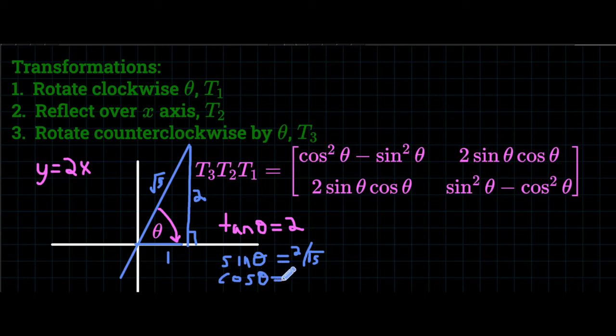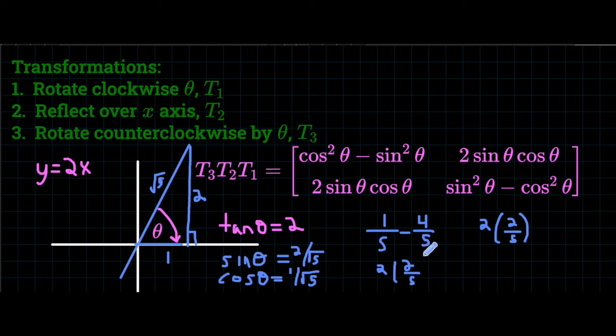And from there, we can simplify each one of these trigonometric expressions. Instead of having thetas, we can plug in what they're equivalent to. So this would be 1/5 minus 4/5. It would be 2 times the product of sine and cosine, which would be 2 times 2 over 5, because root 5 times root 5 is 5. Same thing down here, 2 times 2 over 5. The last term would be 4 over 5 minus 1 over 5.